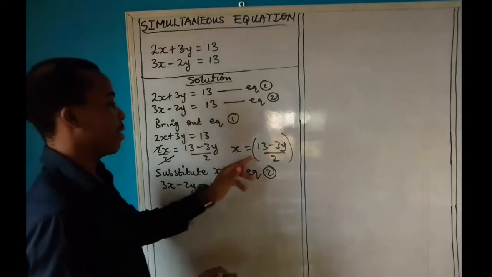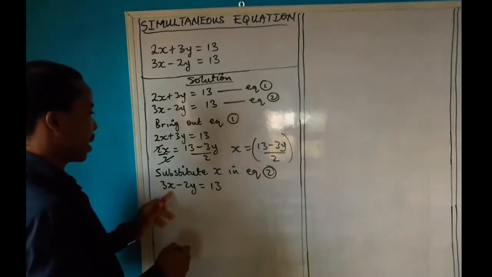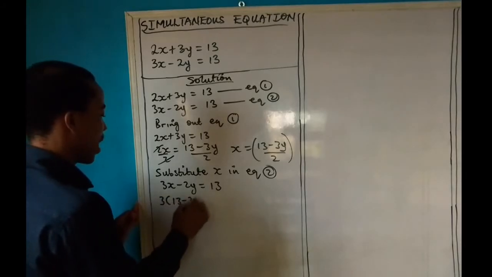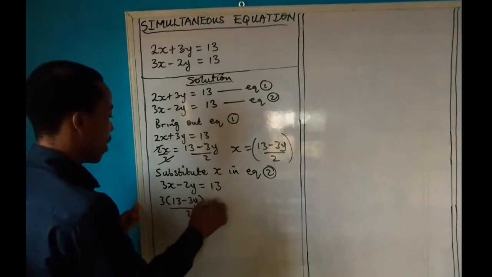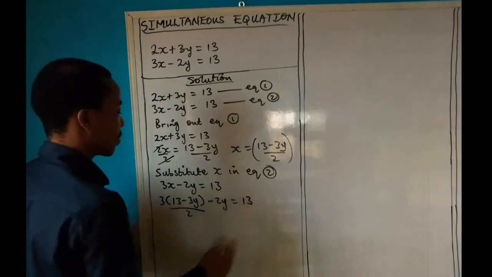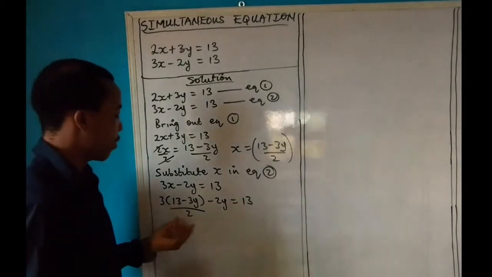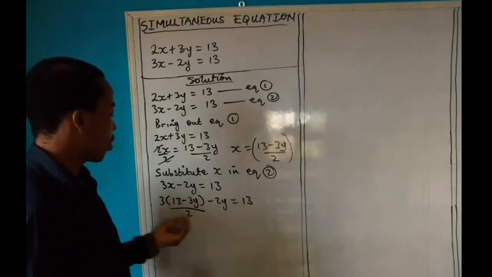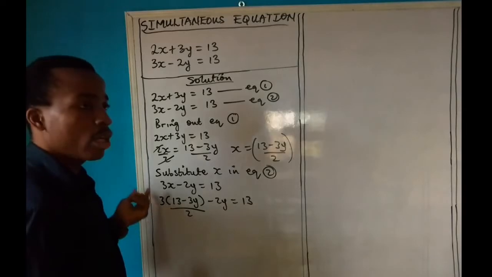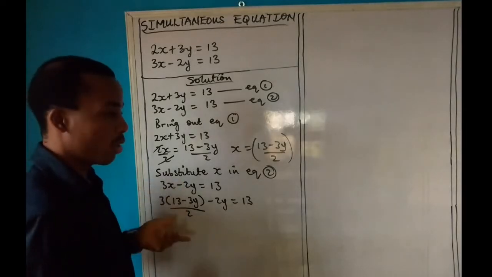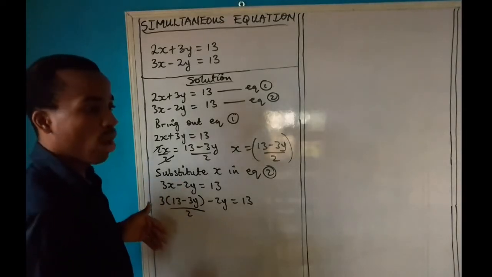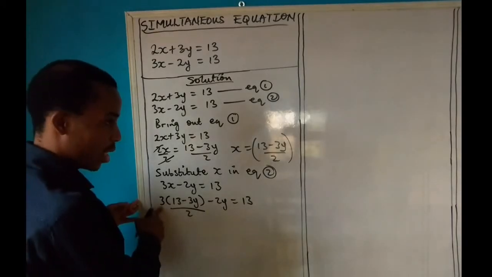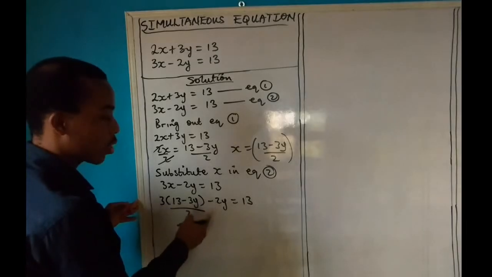Wherever I see x, I replace it with this. So I have 3 open bracket 13 minus 3y divided by 2, close bracket, minus 2y equals 13. Remember, when you multiply a fraction by a whole number, if the denominator of that fraction cannot divide the whole number, you simply use the whole number to multiply the numerator and express it over the denominator. In this case, 2 cannot divide 3. So I will use this 3 to multiply the numerator and divide by 2.